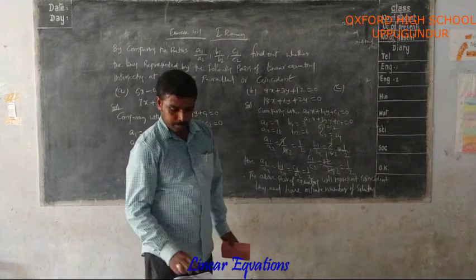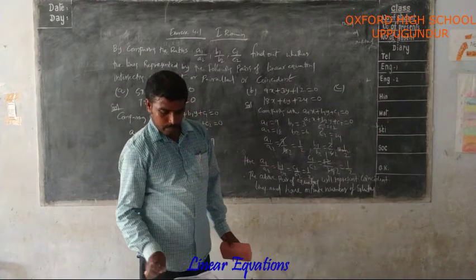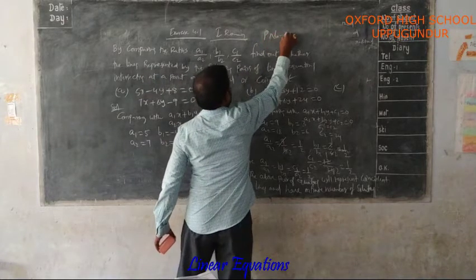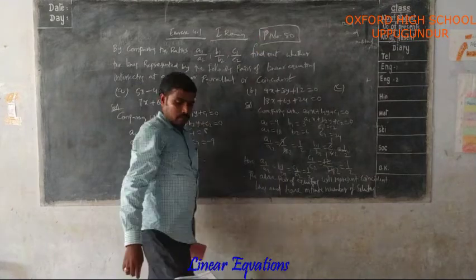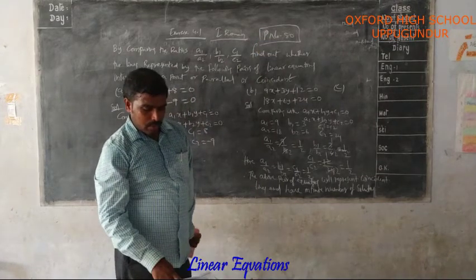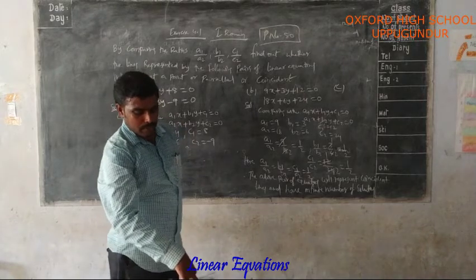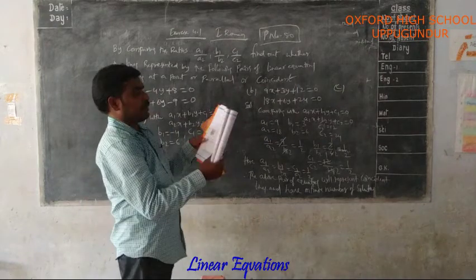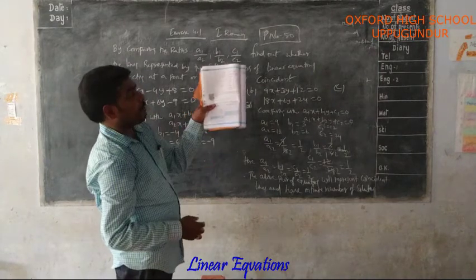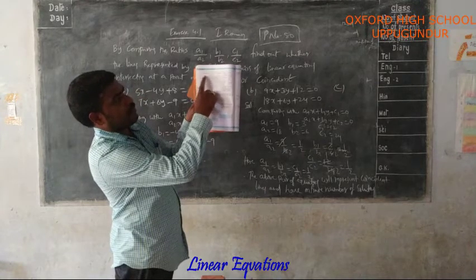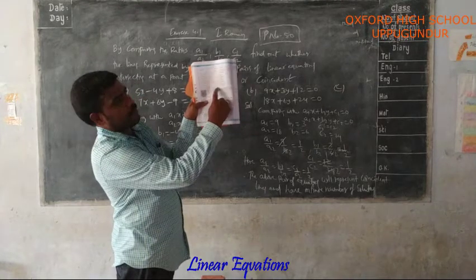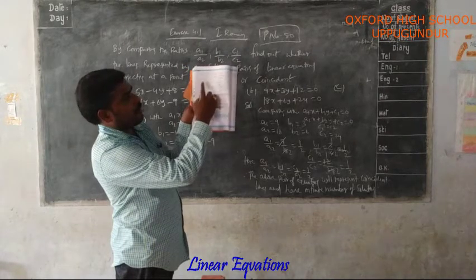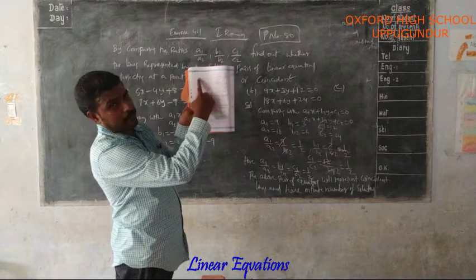So, page number 80. On page number 80 there is a table: pair of lines, ratios, comparison of ratios, graphical representation and algebraic interpretation. So once you see the textbook, on page number 80, pair of lines, ratios, comparison of ratios, graphical representation, algebraic interpretation. That is, for the given pair of lines, the ratios are given here.